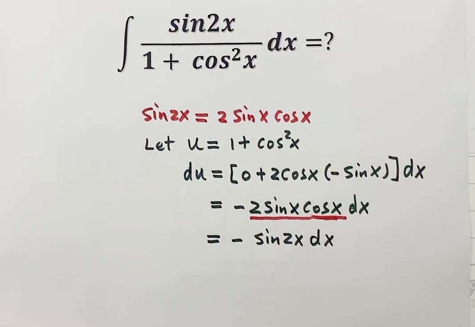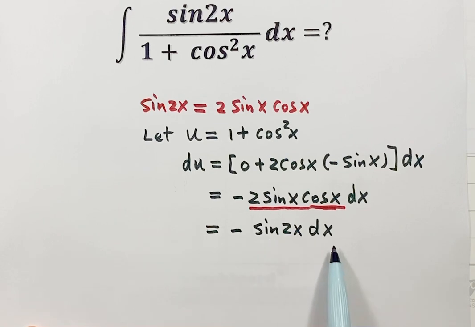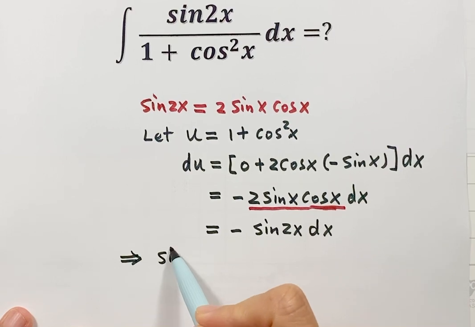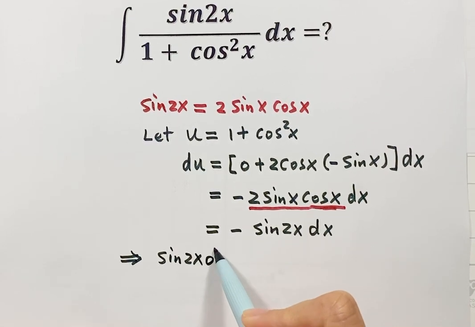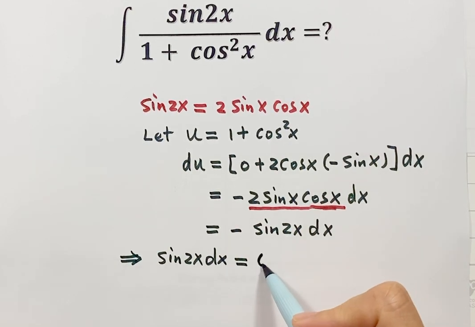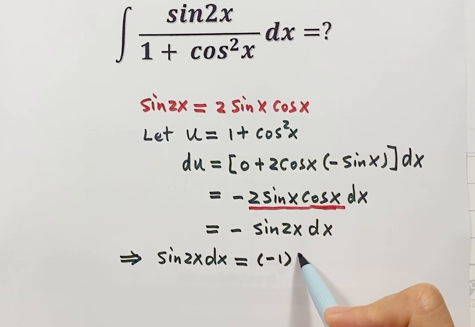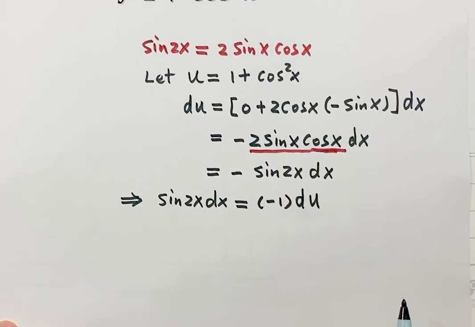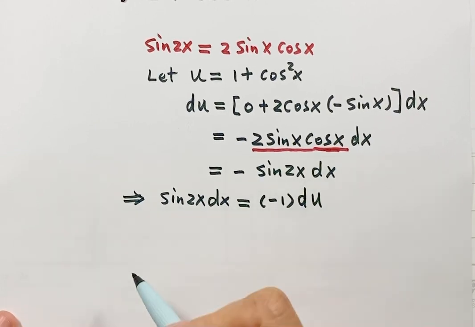So let's rewrite this part. Keep this part by itself. Copy this part, just sine 2x dx. Both sides times negative 1. So then we have negative 1 du. So now we are ready to do the substitution and figure out what the integral is.